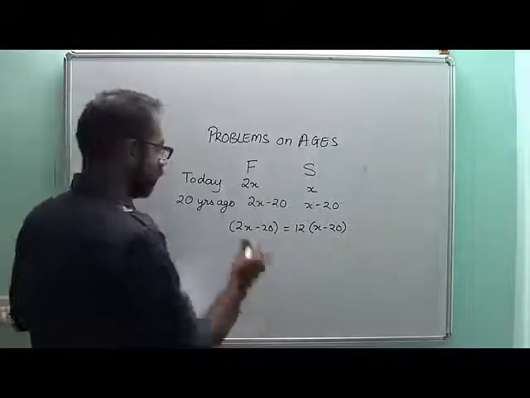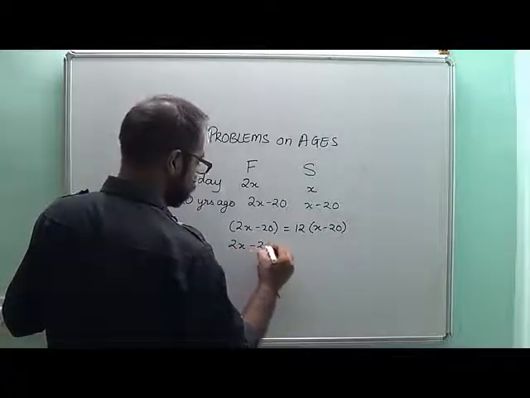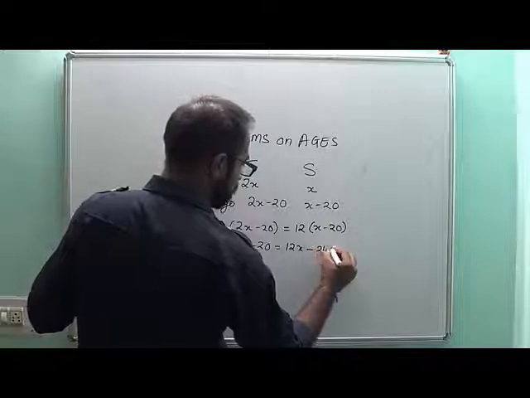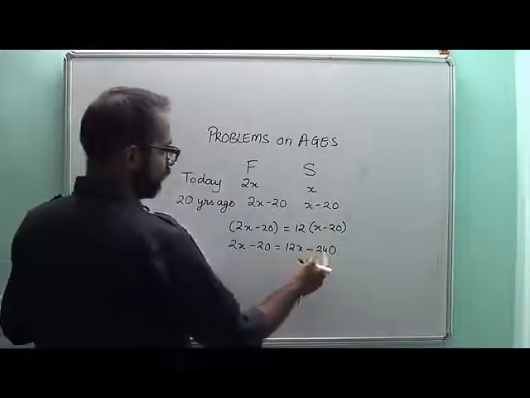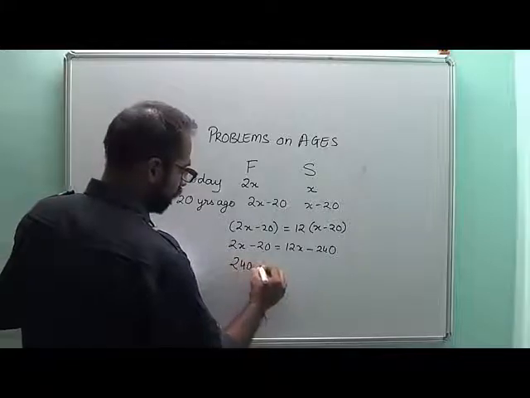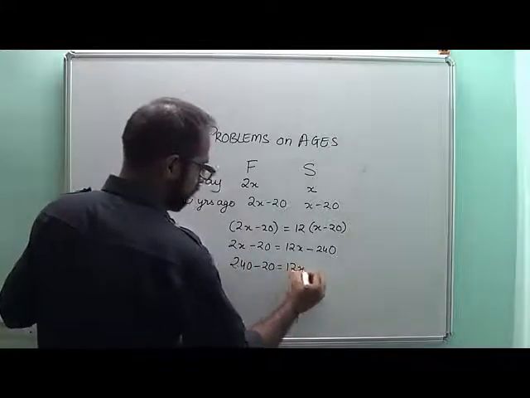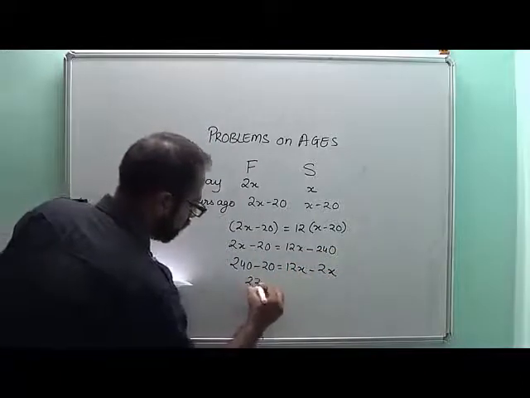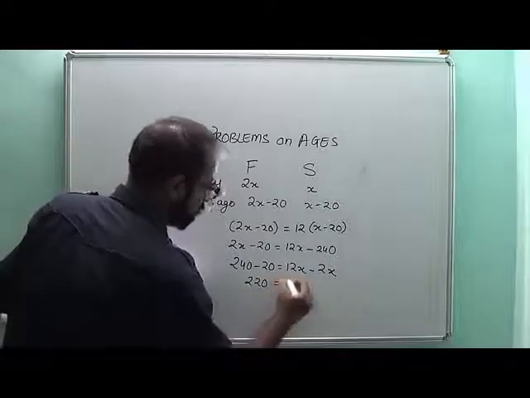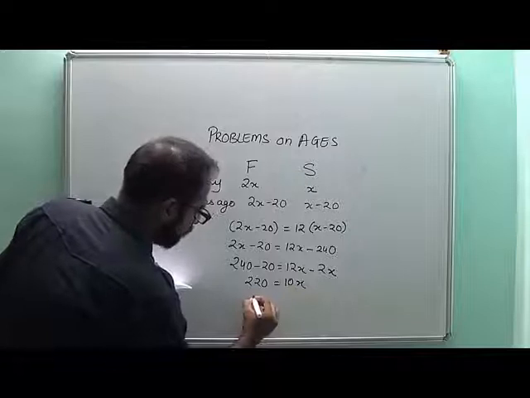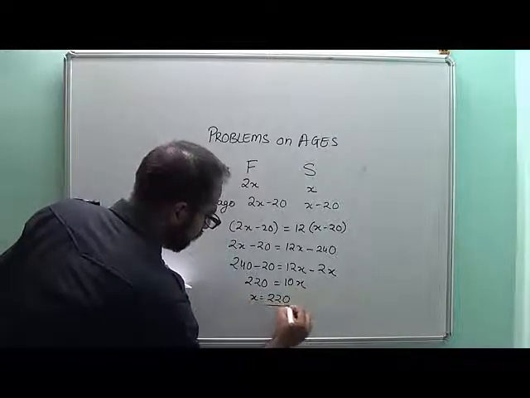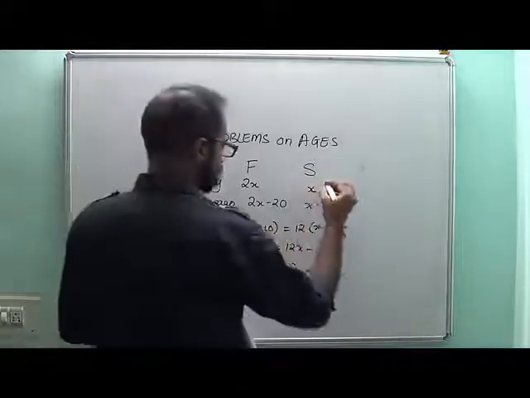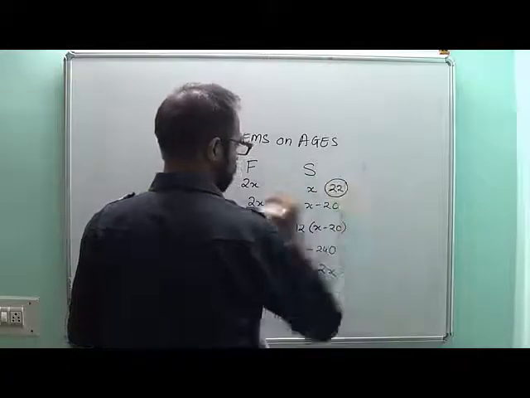Let us simplify this equation. I get 2x minus 20 is equal to 12x minus 12 2's are 24 and a 0 at the end, that is 240. Now, by taking the 240 on this side, I get 240 minus 20 is equal to 12x minus 2x, taking the 2x to the other side. 240 minus 20 is 220. 12x minus 2x is 10x. So I get the value of x is 220 divided by 10, which is 22. Which means x's value is 22, which has to be the current age of the son.